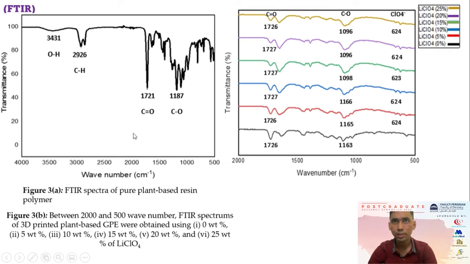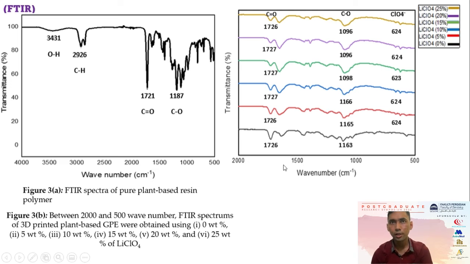The FTIR was utilized to investigate the functional groups that were present in the thin film sample. From the figure shown, there were some peaks identified for the 3D printed gel polymer, pure plant-based soybean resin. In the diagnostic region, the OH stretching was found at the broad peak 3431. Besides, CH stretching was observed at peak 2926, which shows the single carbon bond of alkane in the sample, whereas a strong peak at 1721 was ascribed to the C=O ester group, and in the fingerprint region, the C-O group was seen at peak 1187.